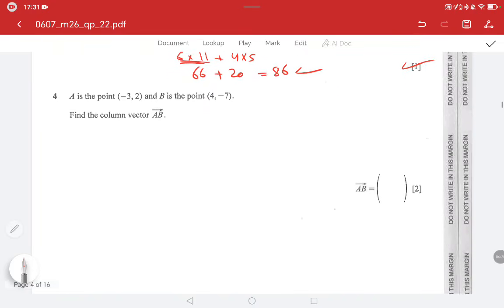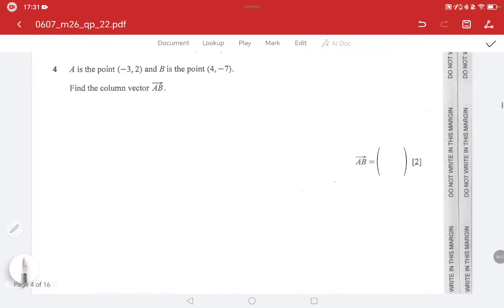Okay, now next question, question number 4. A is the point negative 3, 2, and B is the point 4, negative 7. Find the column vector AB.